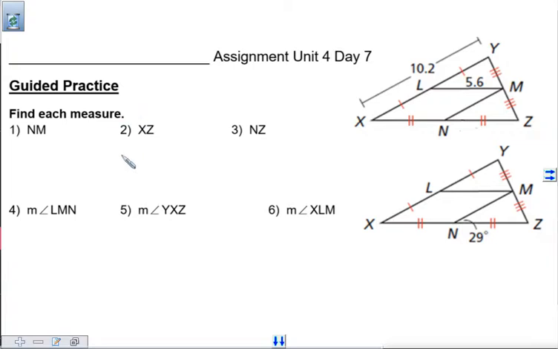Guided practice for triangle mid-segments. The first one we're looking at is segment NM. What segment is segment NM parallel to? XY. So what are we going to do with that 10.2? We're going to divide by 2, and that gets us 5.1.